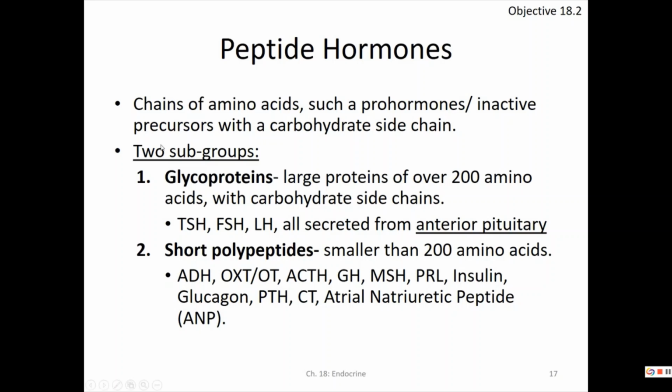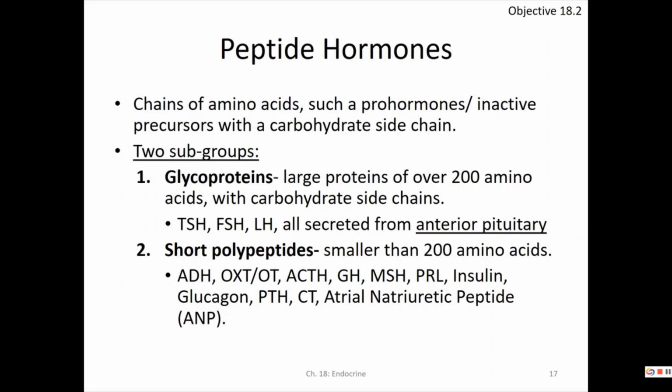Now, they're the easy ones to remember. Think about glycoproteins: great teachers finish last. Great teachers finish last. This is why I'm always the last one to finish, huh? Maybe not. Glycoproteins are TSH, FSH, and LH. Great teachers finish last. Now, short polypeptides, they're going to be very hard to learn.